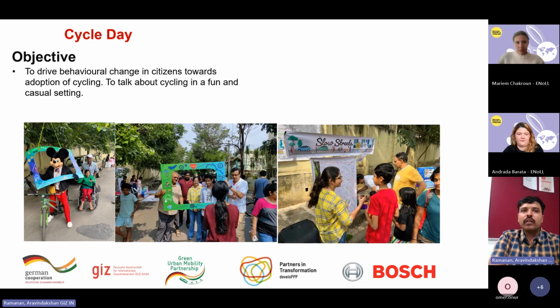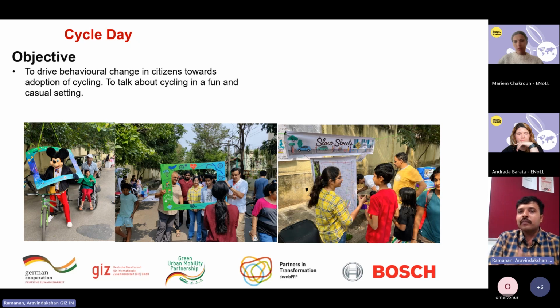This is something called Cycle Day, where the idea is to drive behavioral change in citizens towards the adoption of cycling. The Living Lab supported 3 Cycle Day events last year, where the last Sunday of every month is blocked for all traffic except cycling in the neighborhood. There are various fun events like magic shows, clay modeling, and different fun games, where we don't say cycle only, but in a fun way where families can participate.